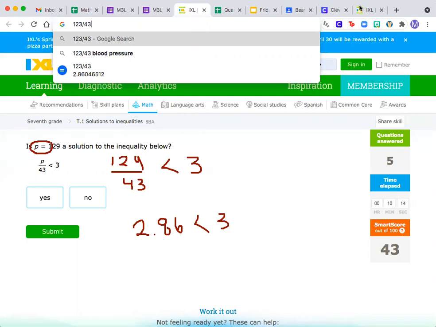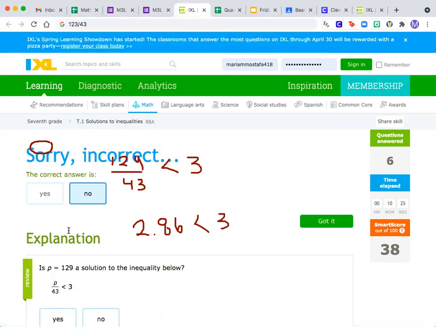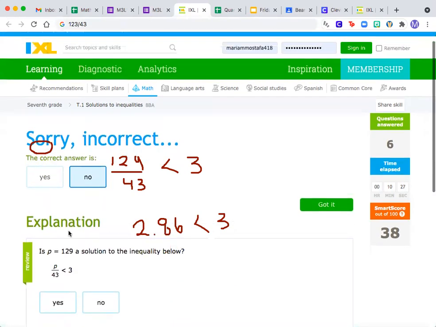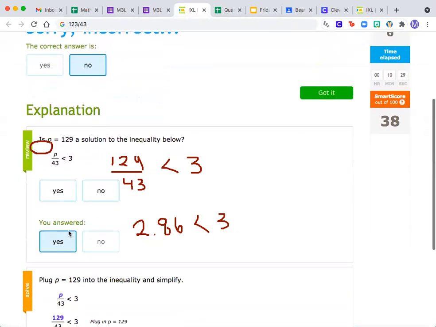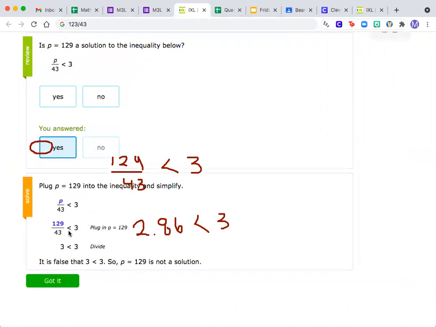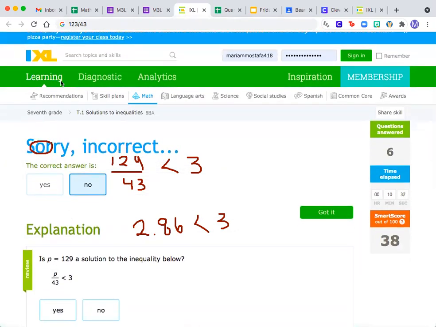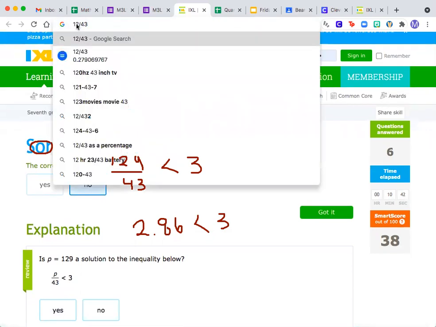So again, you could use a calculator if you want, right? And remember that this right here is division if you ever see a slash. And that is true, 2.86 is less than 3, and it's not. What? Okay, well, guys, I got this wrong. See, that's my mistake. I put 123. This should have been 129.